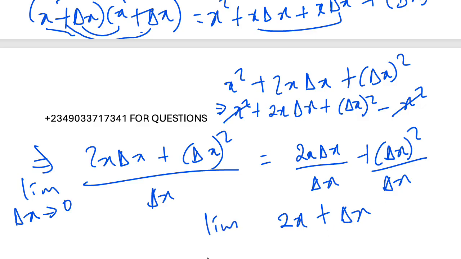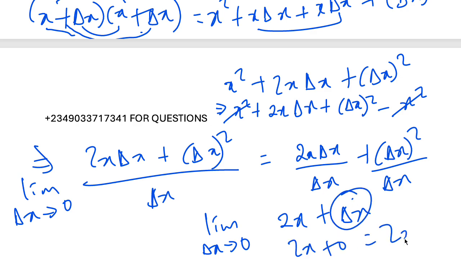And since it's the limit as change in x approaches 0, what happens? Anywhere we see change in x, we replace it with 0. That'll be 2x plus 0, which is what? 2x. So we just simplified it so that anywhere we now have change in x, we substitute 0 to actually get the limit, which gives us the differential.